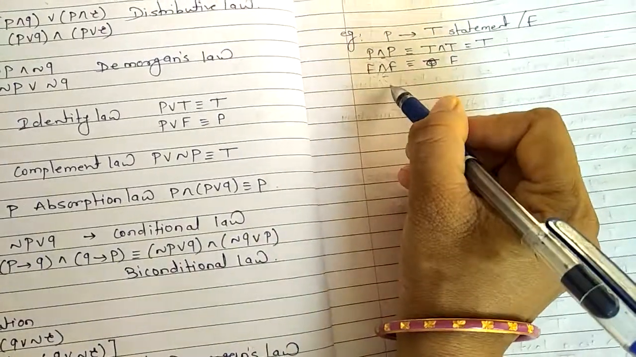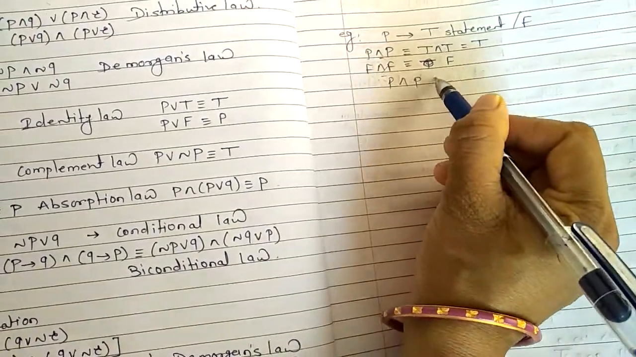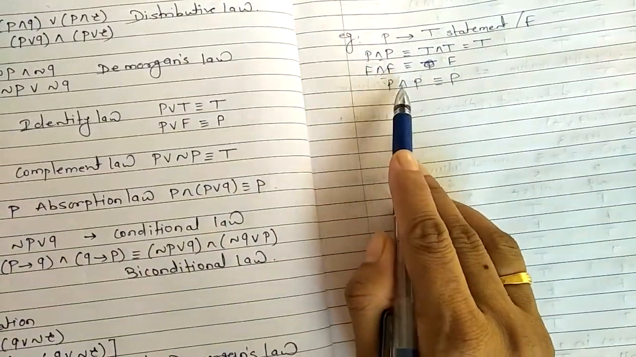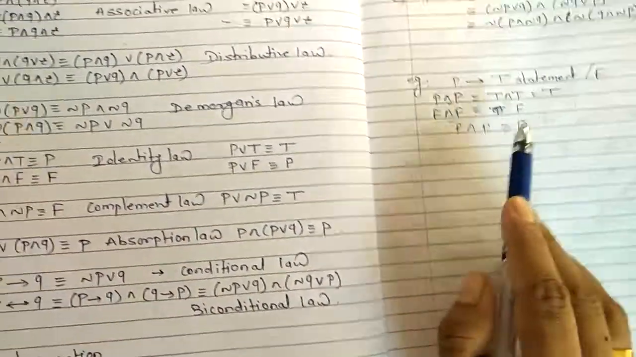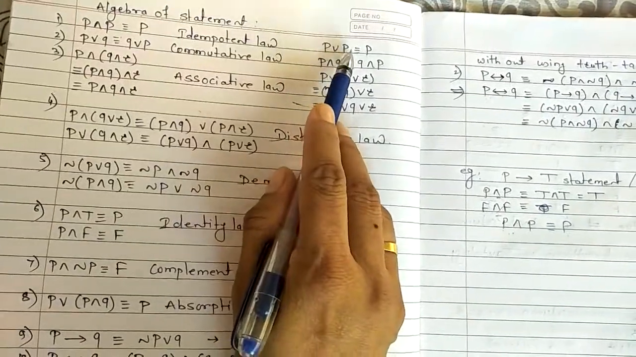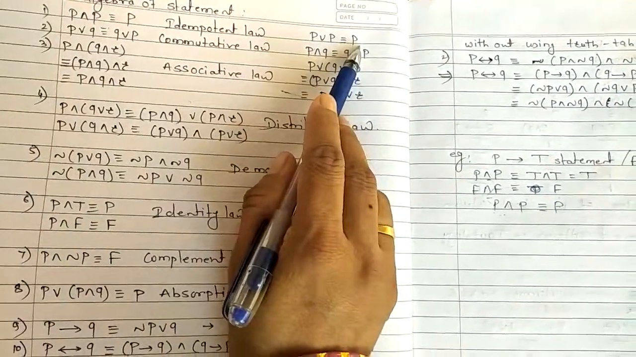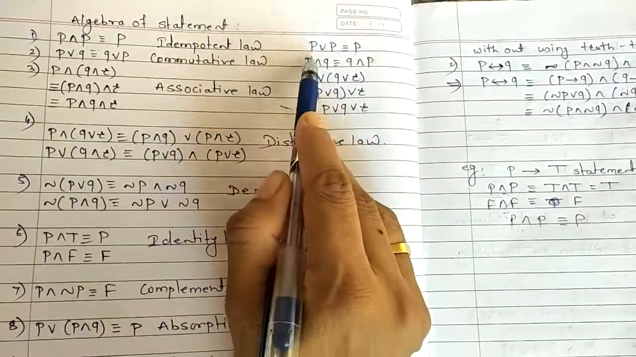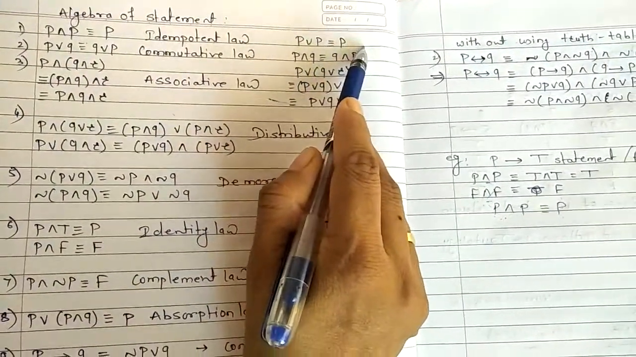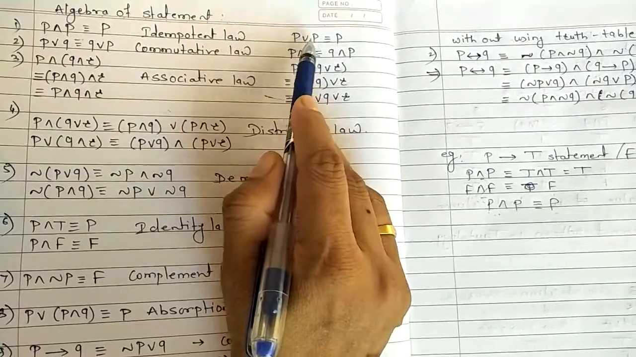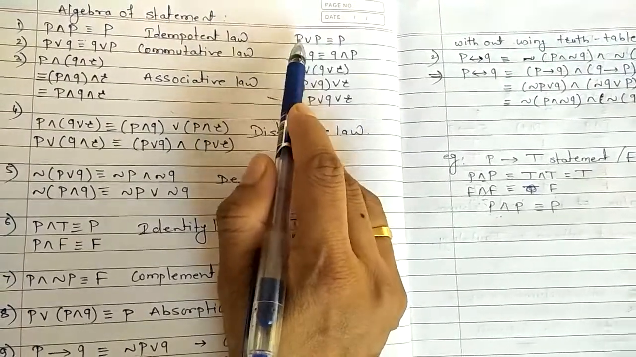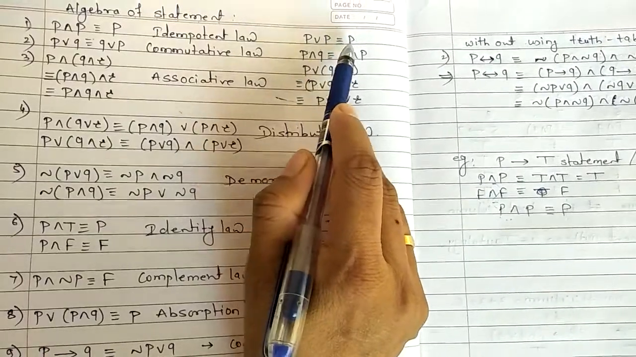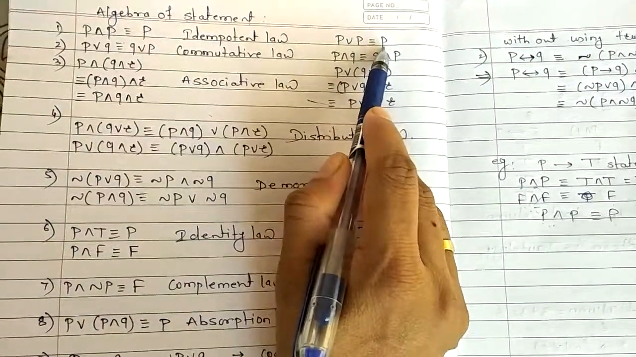So we can say that P and P is equivalent to P, that means its value depends upon P. Similarly, P or P is equal to P. That means if P is true, then T or T is T. If P is F, then F or F is F. Again the value of the statement depends upon P, so it is equivalent to P.